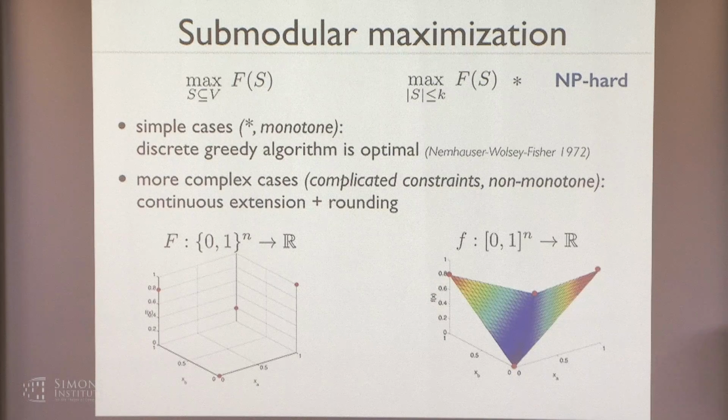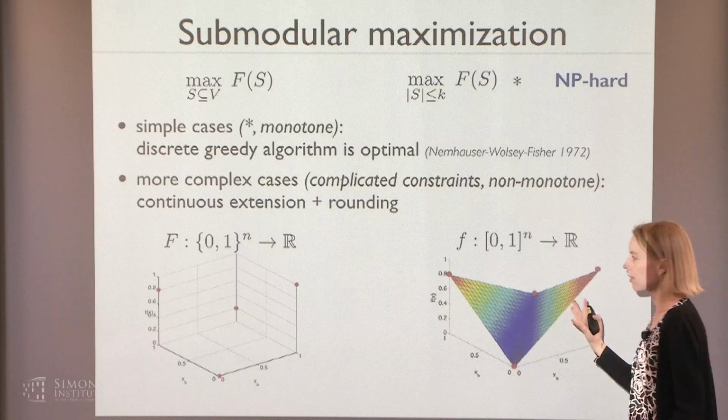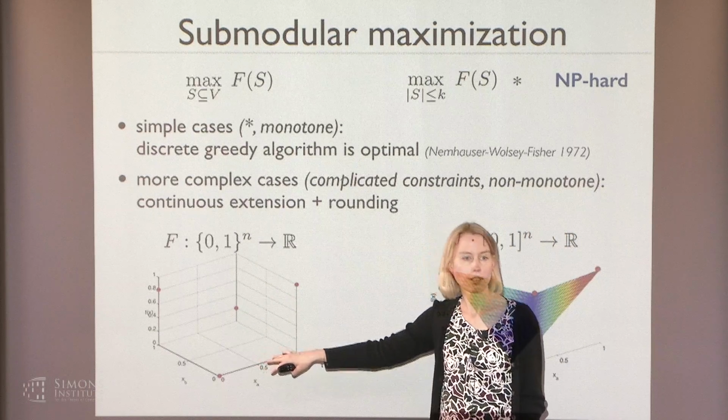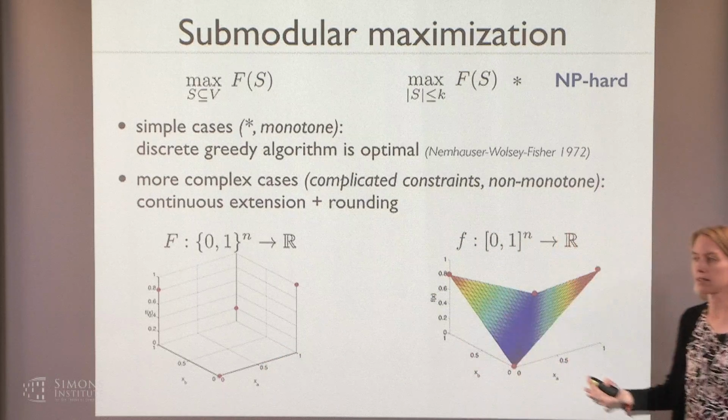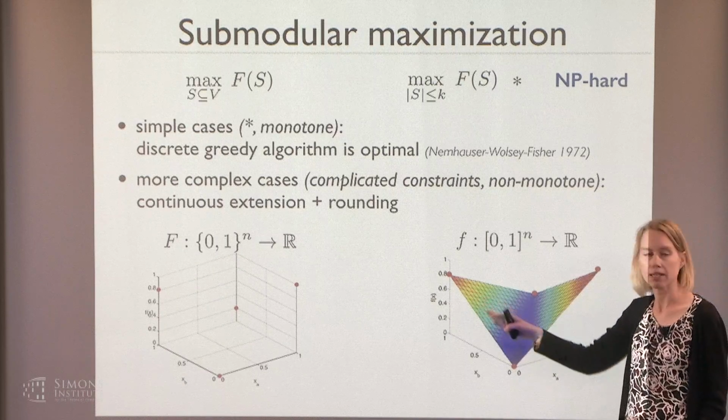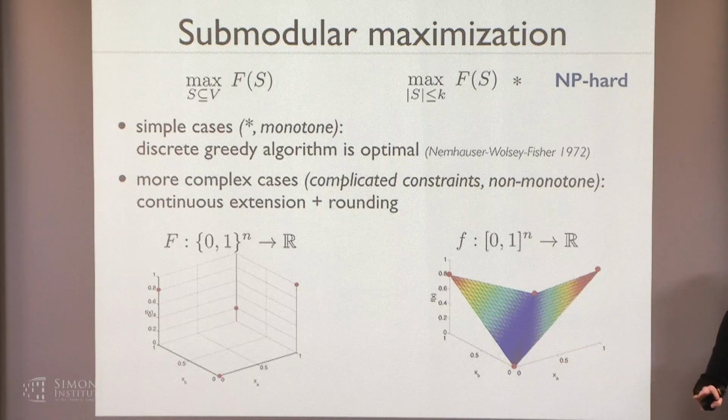So again, we have the same idea. We have our discrete function defined over sets or binary vectors, and we want to find some kind of interpolation that we will optimize and then somehow try to do some rounding. Now, we have our Lovász extension, which is convex, but if we want to do maximization, that may not be the right thing. Convex maximization is not a very easy thing to do.